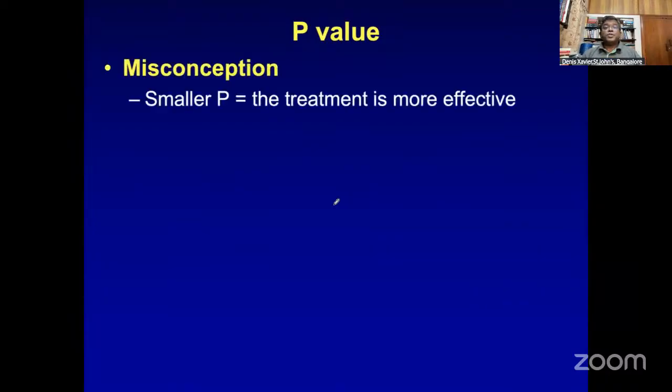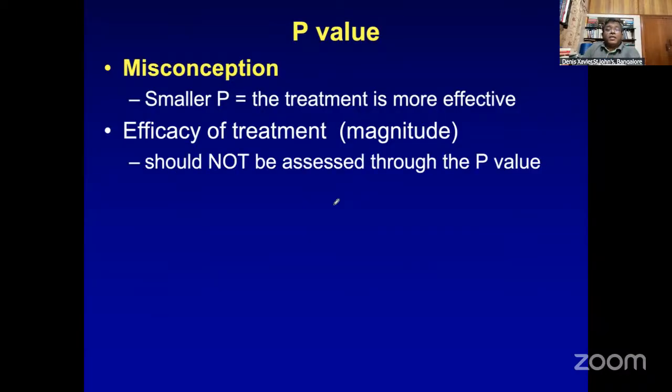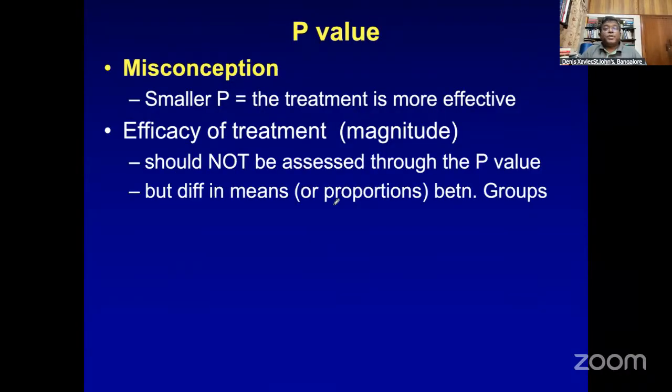Okay, misconception about p-value. I told you already as we started, the smaller the p-value, the treatment is more effective. Not really. The efficacy of treatment is decided by the magnitude, not by the size of the p-value. The magnitude of the treatment effect is either the difference in means or the difference in proportions between the groups. That's what we find.